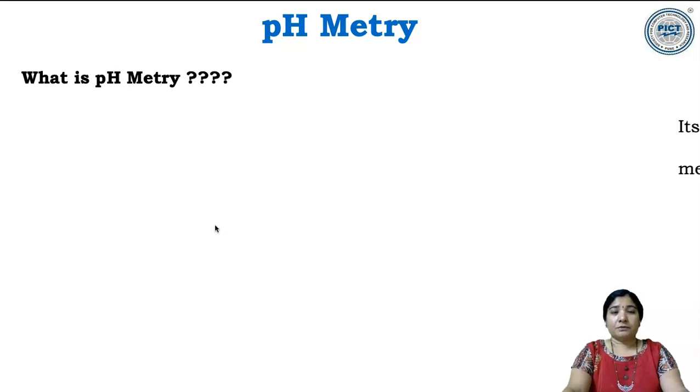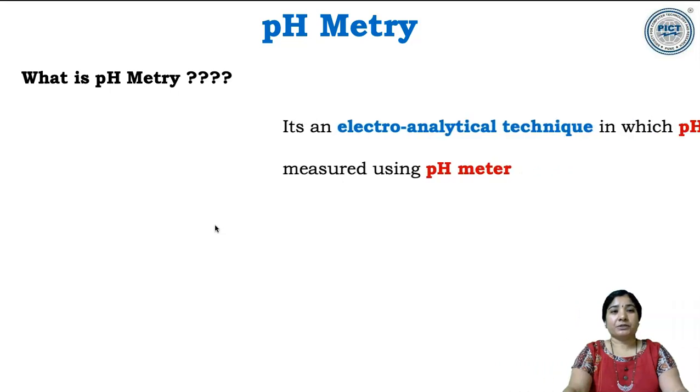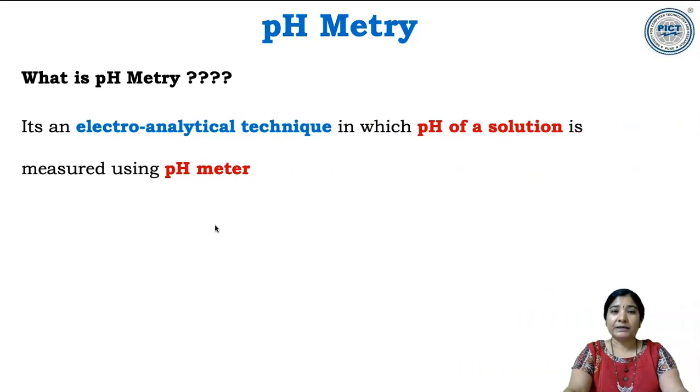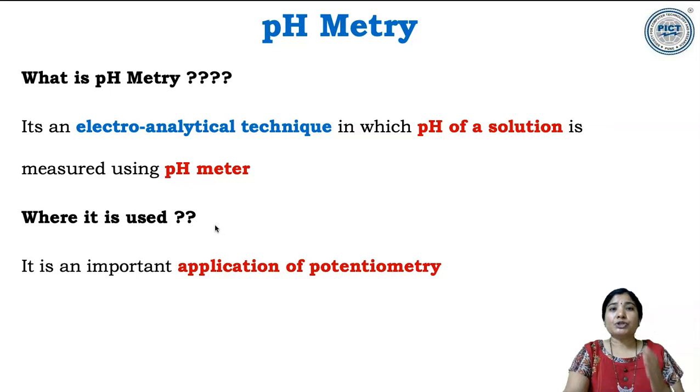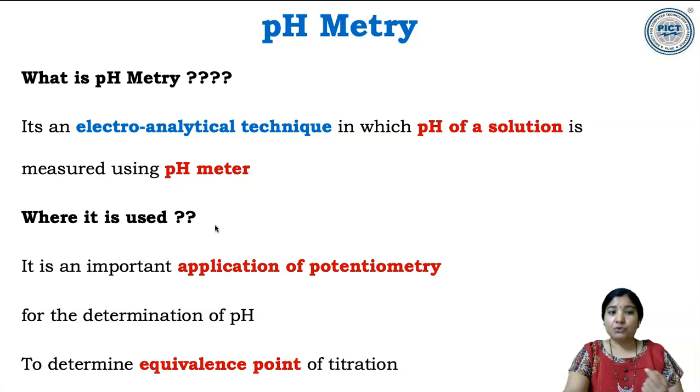So first, the question I'll ask is, what is pH metry? Of course, it's an electroanalytical technique in which the pH of a solution is measured using a pH meter. Where it is used? pH metry is an important application of potentiometry for the determination of pH. So it is used to find out the equivalence point of strong acid, strong base titration, or various types of acid base titration wherein we do not use any indicator.